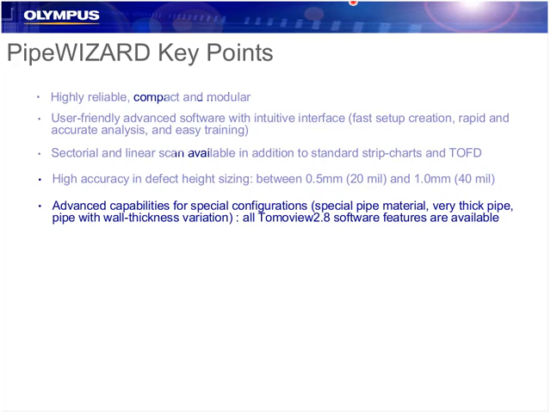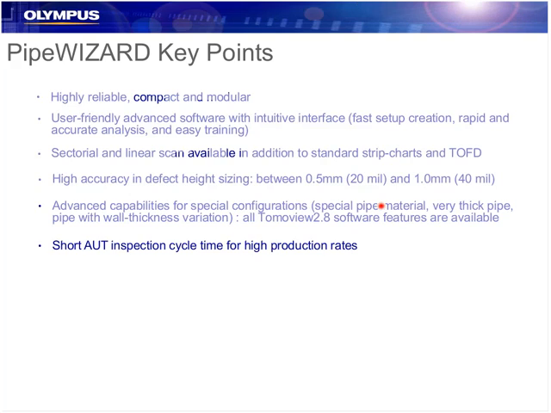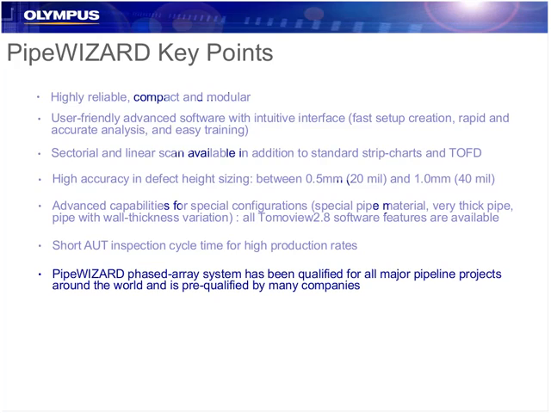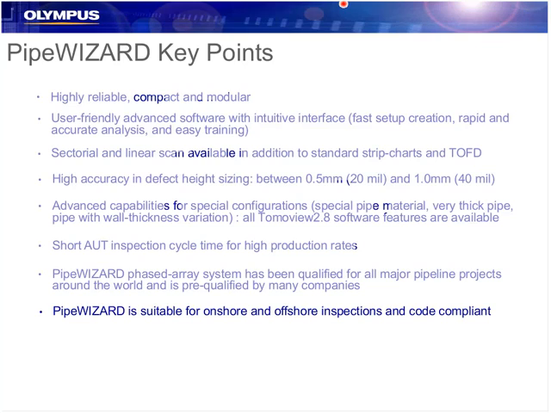Advanced capabilities, so we can do special configurations like special pipe materials, very thick wall, and also very thick pipe, also with wall thickness variations, and all the TomoView 2.8 software features are available to use it in a lot of different capacities. Very short AUT inspection cycle time keeps up with the high production rates of pipeline construction. It has been qualified for all major pipeline projects in the world and pre-qualified by many companies. Suitable for both onshore and offshore, code compliant to pipeline inspection codes, and also durable and rugged for all the different conditions it might meet.